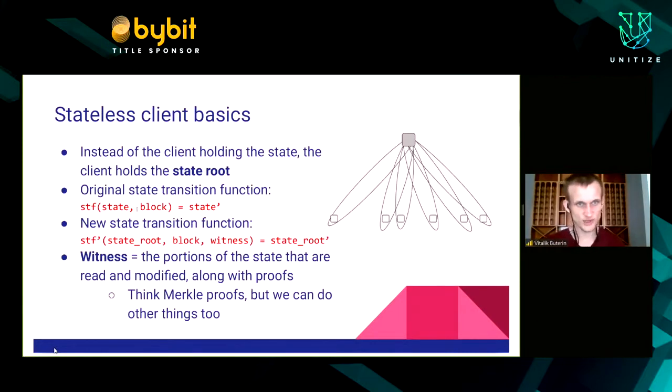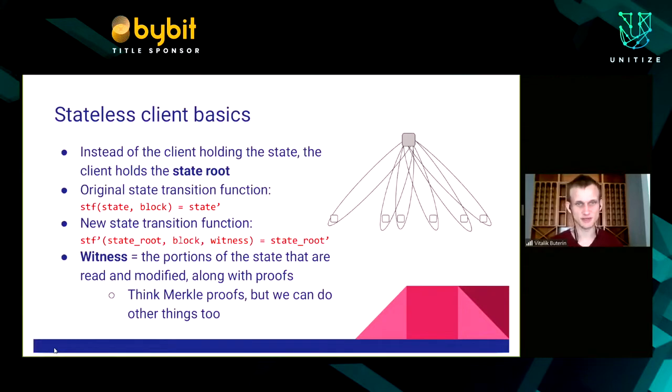So if we think of the original state transition function, the state transition function that takes as input a state and a block, and outputs a new state, we can think of a stateless client as processing a kind of parallel state transition function, where you have the state root, the block, and the new state root. Now, the block by itself and the state root by itself don't give you enough information, right?